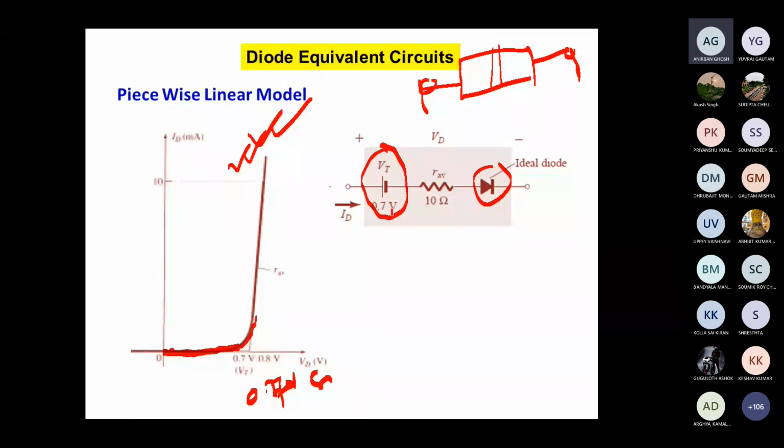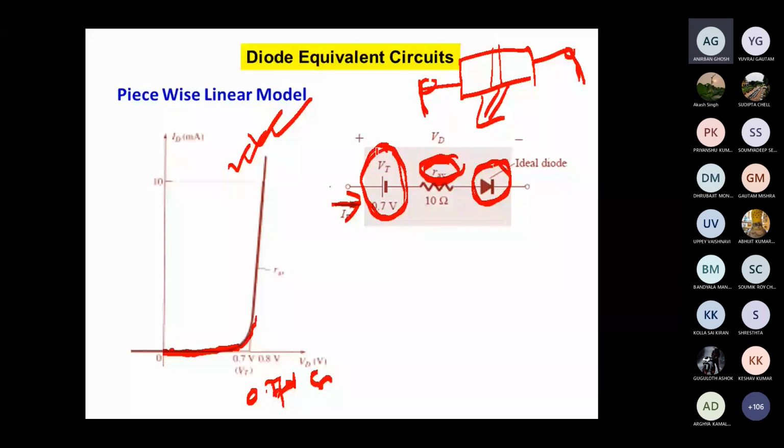ID is flowing this way. Then you will have some dynamic resistance, or average AC resistance, I can say, because we have already seen some resistance, so a voltage drop will be there, ID times R average. Then your ideal diode symbol. So we can use the PN junction in this way when you use it at circuit level.